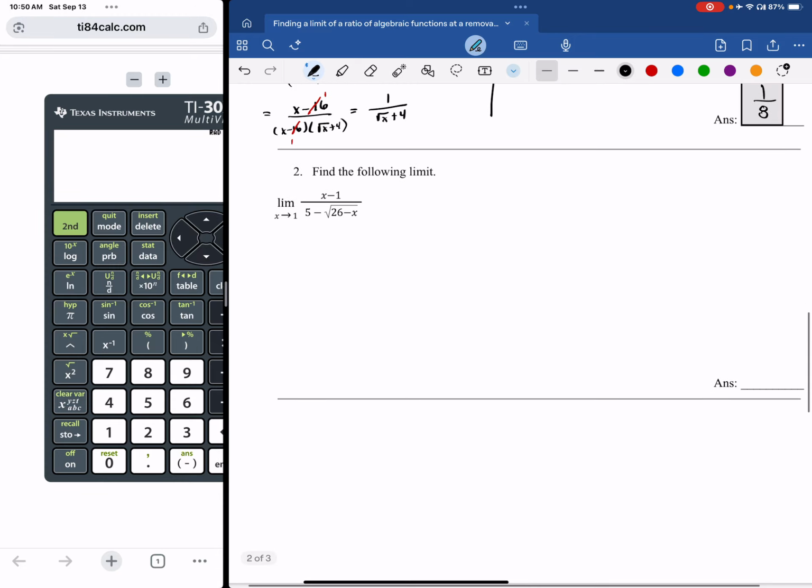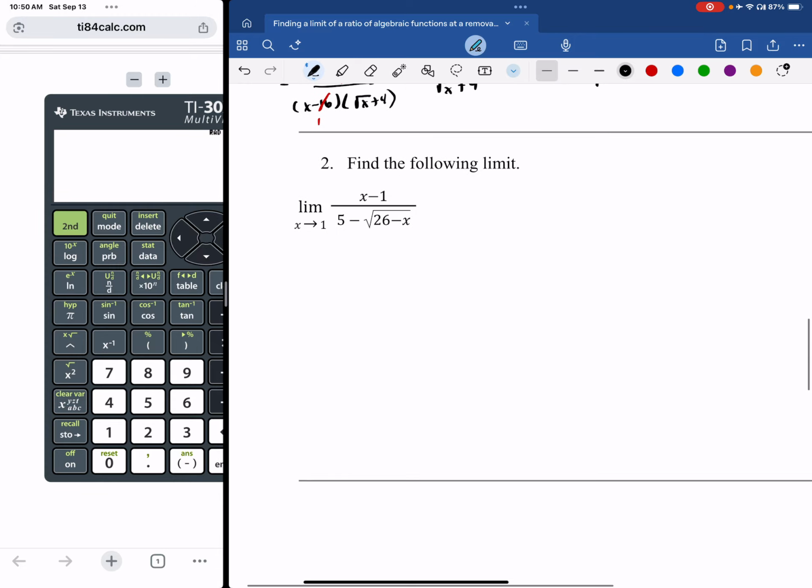Example 2 says find the following limit. The limit as x approaches 1 of the quantity. In the numerator we have x minus 1. In the denominator we have 5 minus the square root of 26 minus x. Always try direct substitution first. So let's try plugging in the number 1.